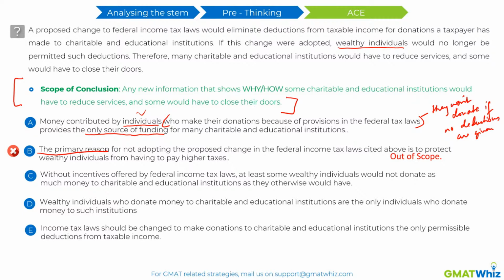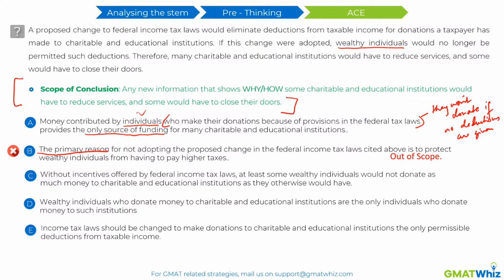Okay, so see how setting the scope makes it easy for you to eliminate choices. This choice is not telling you anything about why charitable institutions would have to reduce services. Okay, let's go to C, because C was also a very strong contender.